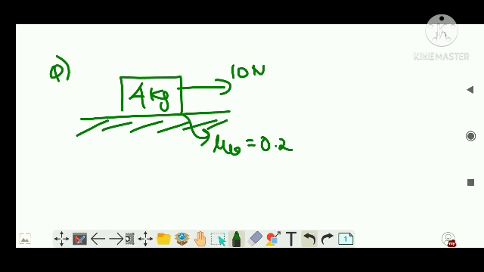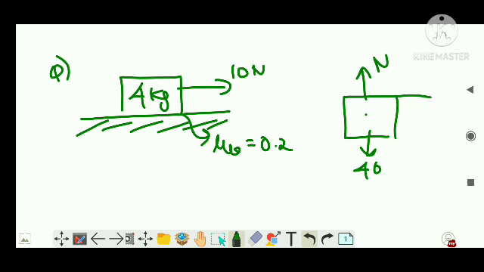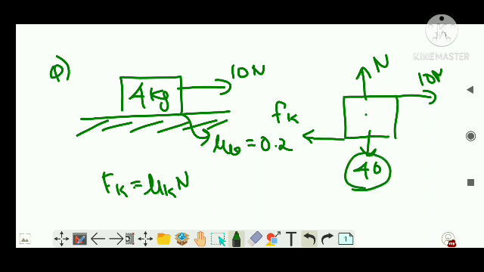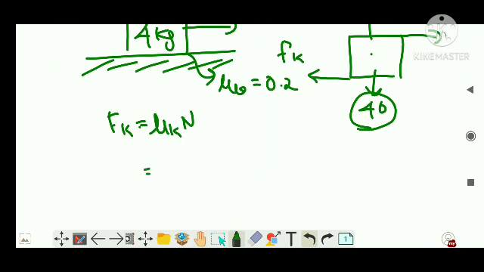Obviously you have to draw the free body diagram. This is 4 kilogram, so mg is 40, that is 4 into g. Downwards there will be normal reaction in this direction. Now since 10 Newton is in this direction, the Fk will be in this direction, obviously opposite to the pull, because kinetic friction is opposing the motion. So what is Fk? We have taken it as mu k into N. Now what is N? N is equal to 40, because that is a vertical force. So mu k, how much did you take? 0.2 now.